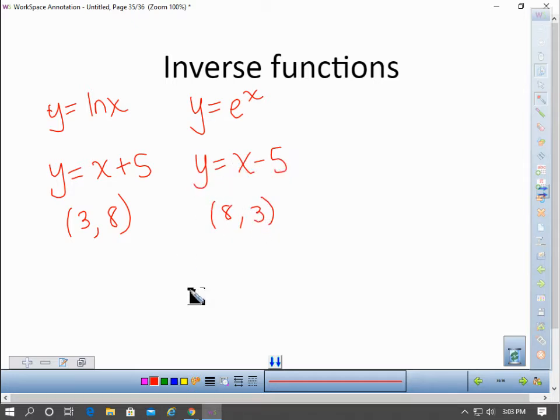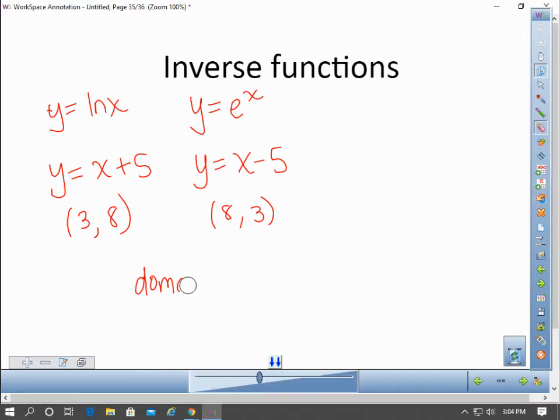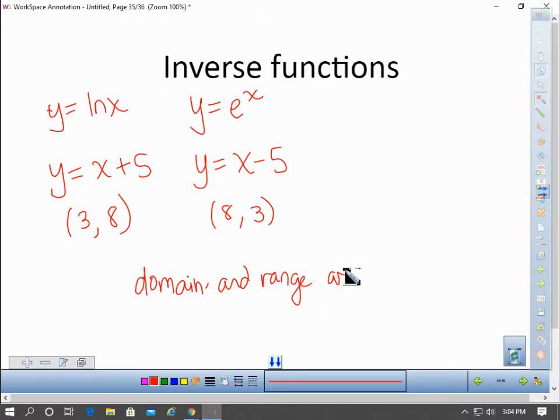So inverse functions, if you remember from your algebra days, the domain and the range are swapped. All right, they're switched around. So here we have x, y. Over here, your x and y is the reverse of the ordered pair over here. Our x coordinate now becomes our y coordinate, and our y coordinate now becomes our x coordinate.